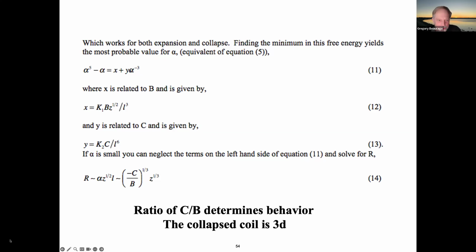Then if you're trying to solve for alpha, which is proportional to r, you're going to end up with the cube root of x over y, where x is B and y is C. So you end up with a cube root of C by B for r.